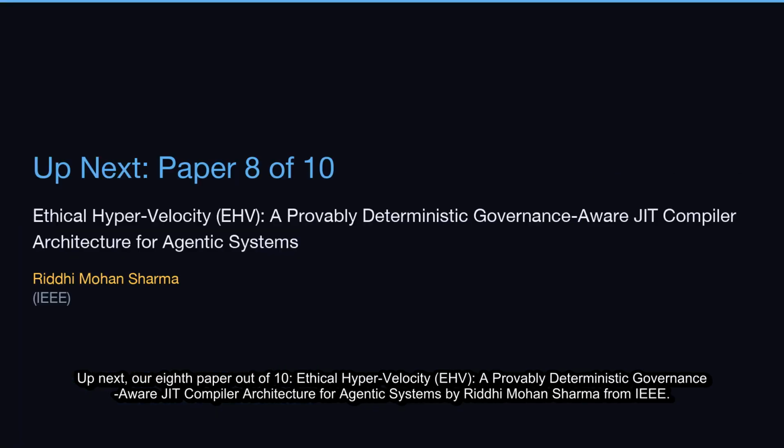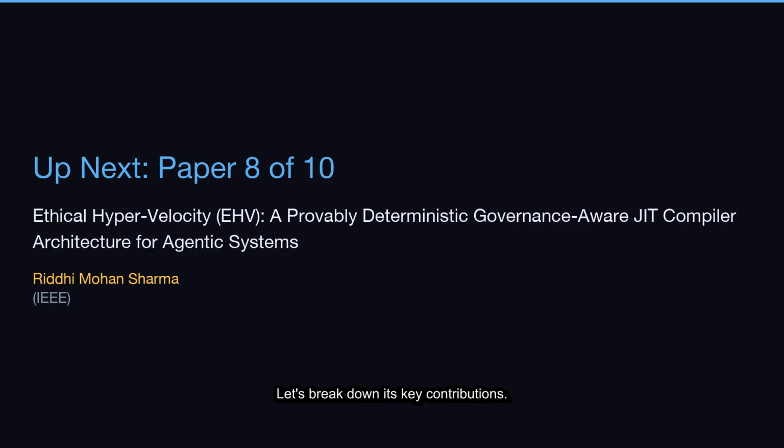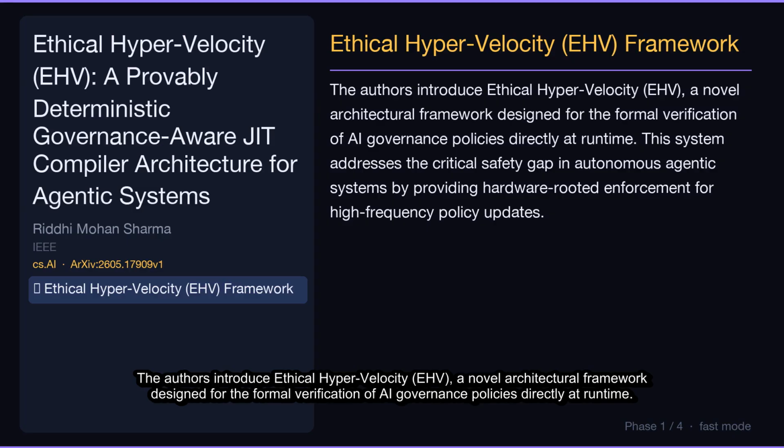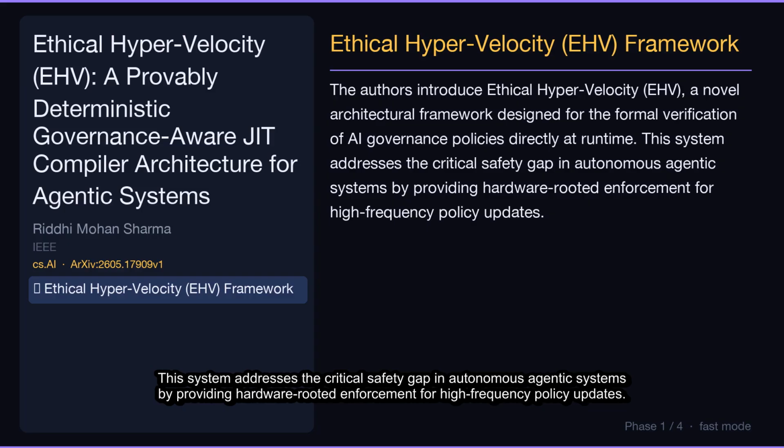Up next, our eighth paper out of 10, Ethical Hypervelocity, EHV: Provably Deterministic Governance-Aware JIT Compiler Architecture for Agentic Systems by Riddhi Mohan Sharma from IEEE. Let's break down its key contributions. The authors introduce Ethical Hypervelocity, EHV, a novel architectural framework designed for the formal verification of AI governance policies directly at runtime. This system addresses the critical safety gap in autonomous agentic systems by providing hardware-rooted enforcement for high-frequency policy updates.